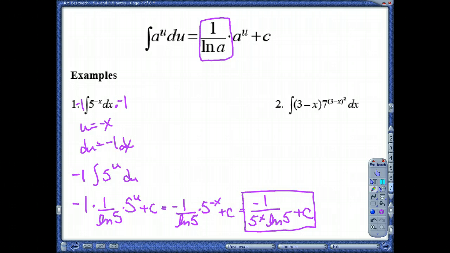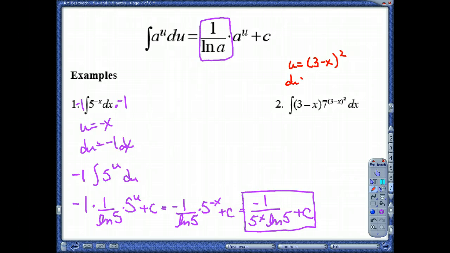Well, he took up a lot of room, so hopefully I can get this all in there. I bet I can. When I'm looking at this, I've got 7 to a power. So the same rules for other bases we're going to use for the base e. If you've only got one exponential, once again, your power is probably going to be your u. So that would be 3 minus x to the second power.